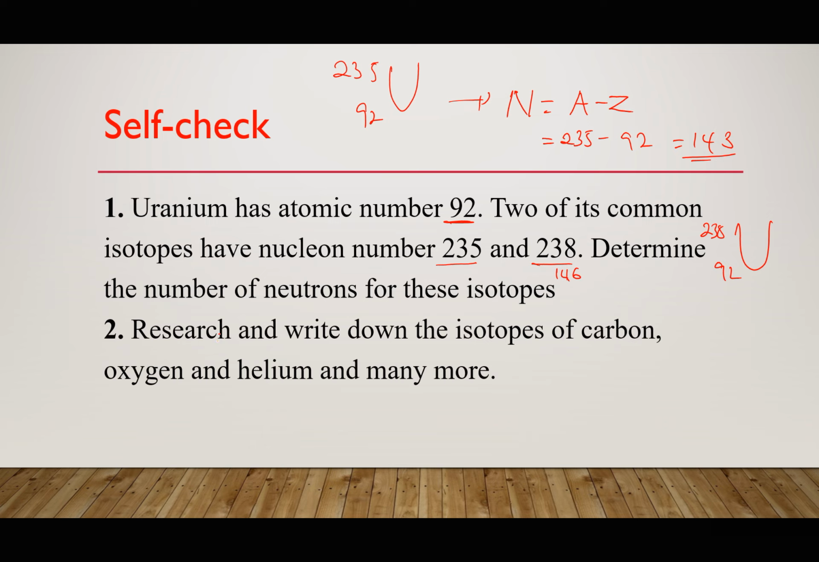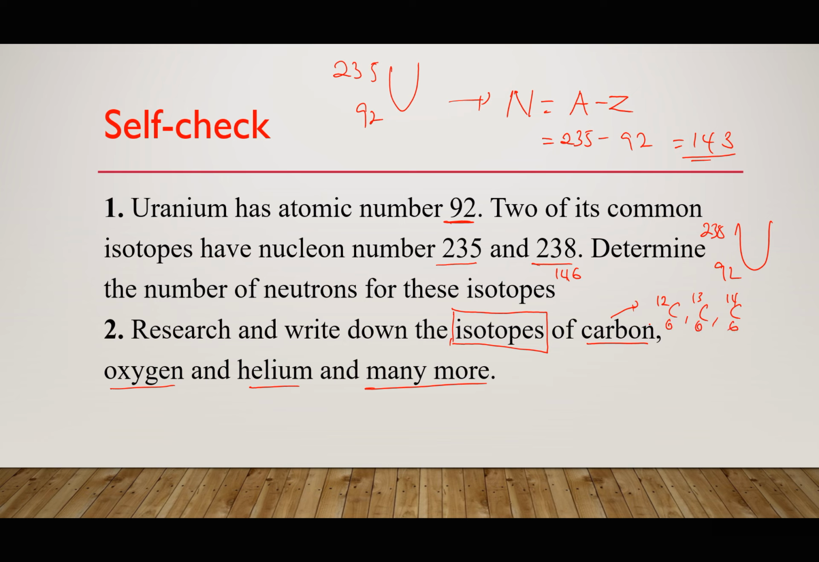So as an assignment, research and write down the isotopes of carbon, oxygen, helium, and if you want, you can write many more. What is very important is that if they are isotopes, they have the same proton number. Just to give a hint, carbon is one of the elements with so many isotopes. You might have heard of carbon-12, carbon-13, and carbon-14. All of these have proton number 6.